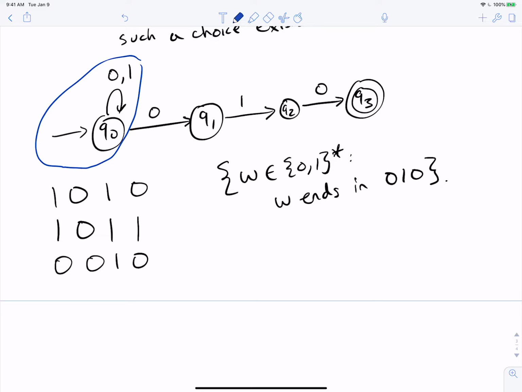What if we wanted to change this to not W ends in 010, but 010 is a substring of W? In other words, it just appears in the middle of W. We would have... Oh, sorry, we're out of time. I'll see you on Friday.